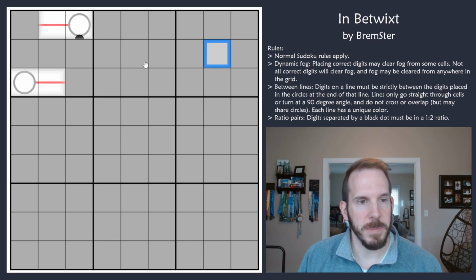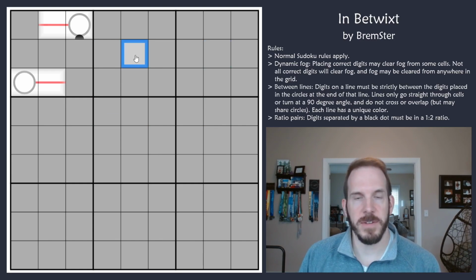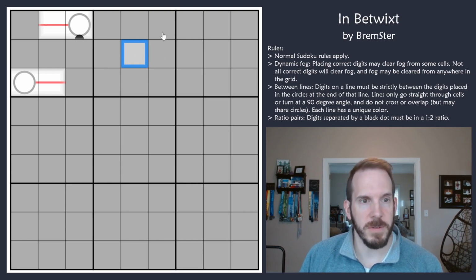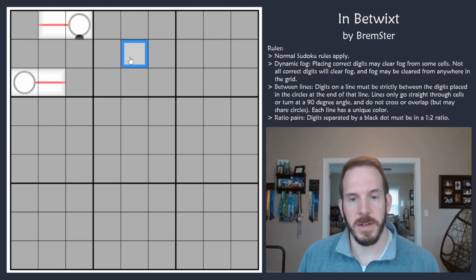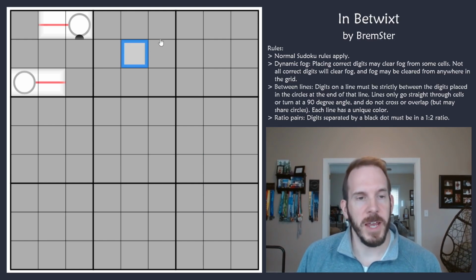Now in classic fog puzzles, if I were to place a correct digit in this cell, for example, the fog in this cell and in the surrounding cells would clear. But in dynamic fog, if I place a correct digit in this cell, it may do the same thing as normal fog and remove the fog from these cells. It may reveal clues under the fog somewhere else in the grid, or it may not do anything. So we don't necessarily have an immediate notification that we placed a correct digit. We'll see that as we go through the puzzle, and I'll point that out when it happens.